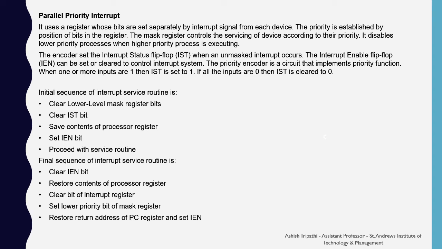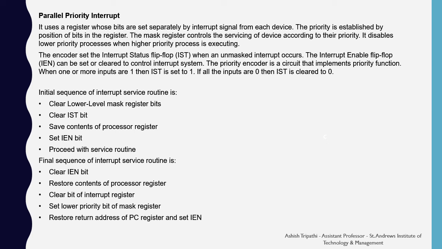The encoder sets the interrupt status flip-flop, that is the IST, when an unmasked interrupt occurs. The interrupt enable flip-flop, that is IEN, can be set or cleared to control the interrupt system. The priority encoder is a circuit that implements the priority function. When one or more inputs are 1, then the IST, that is the interrupt status flip-flop, is set to 1. If all the inputs are 0, then the IST is cleared to 0.